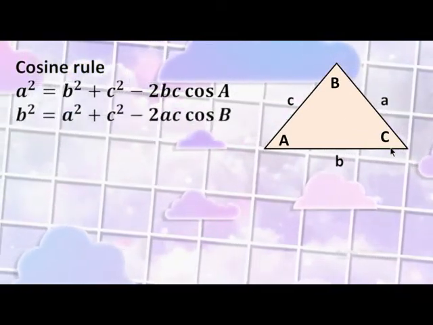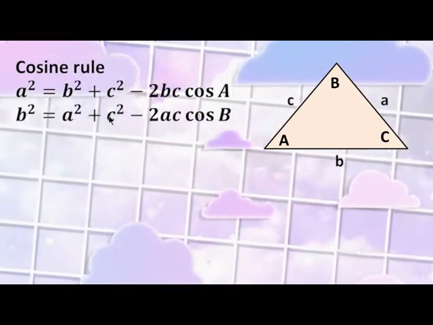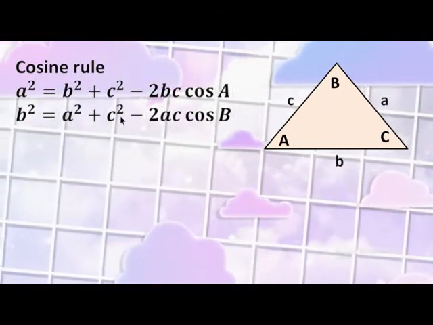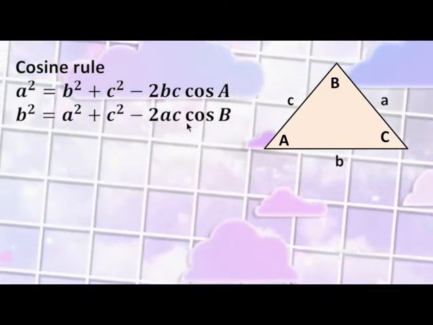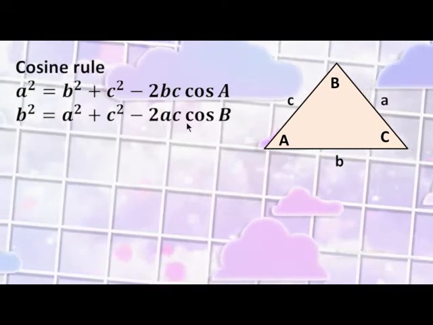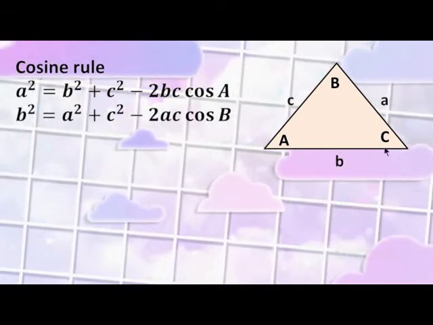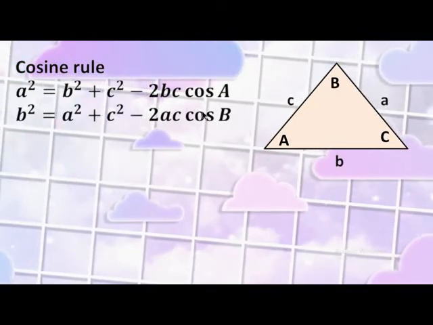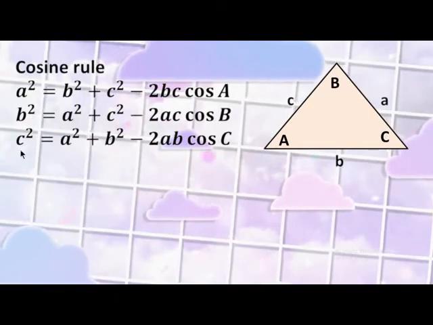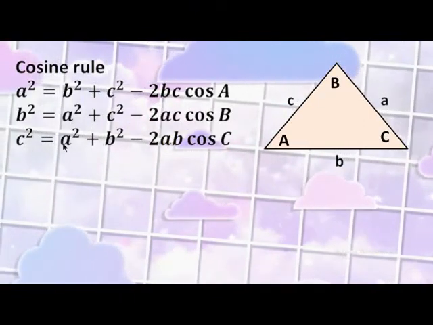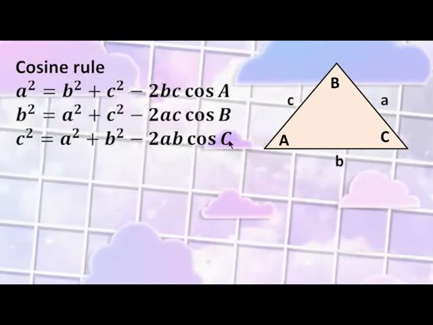Remember, B squared equals the total of the squares of the others, A and C: A squared plus C squared, minus 2 times the other two sides, 2 times A times C times cosine of the angle in front of the side that we're looking for. The angle in front of side B is angle B, so cosine B. And it also applies to C. C squared equals A squared plus B squared minus 2AB cosine C.